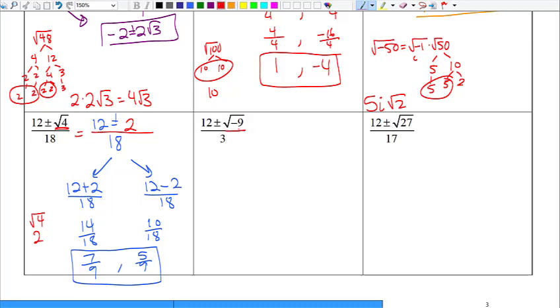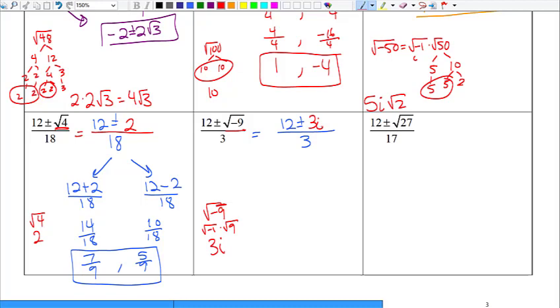All right. How about when it's a square root of a -9? Square root of -9 is the square root of -1 times the square root of 9. So because there's a negative, that tells me I'm going to have an i. The square root of 9 is 3. So in my fraction, I have 12 plus or minus the square root of -9, which turns into 3i over 3.